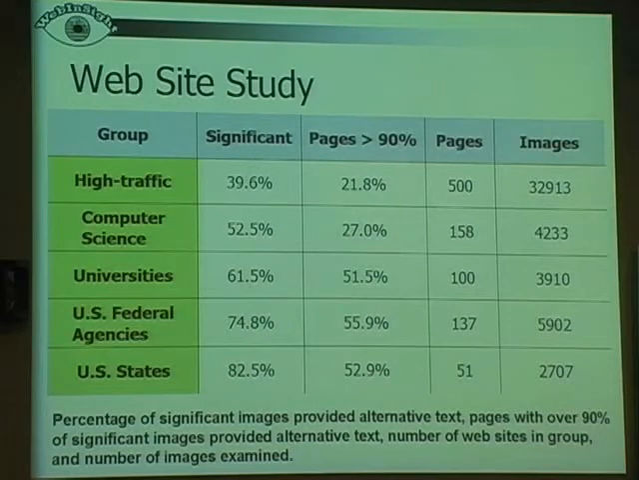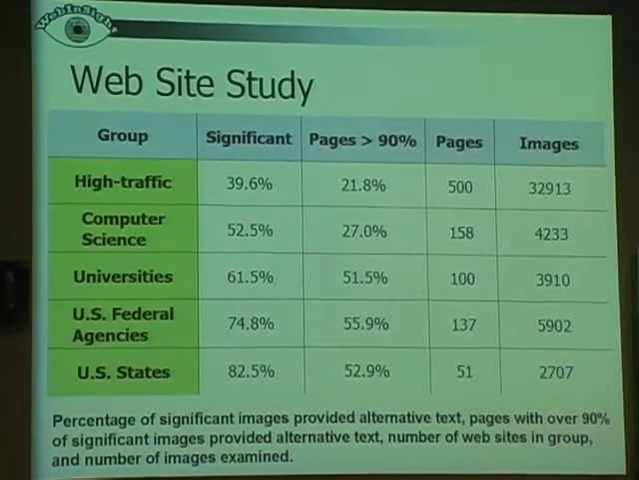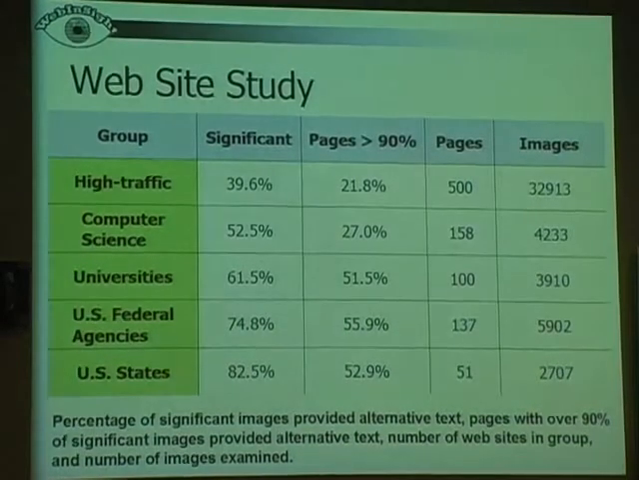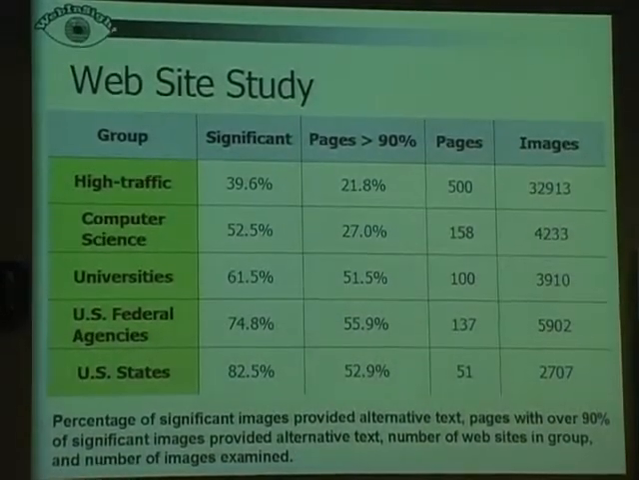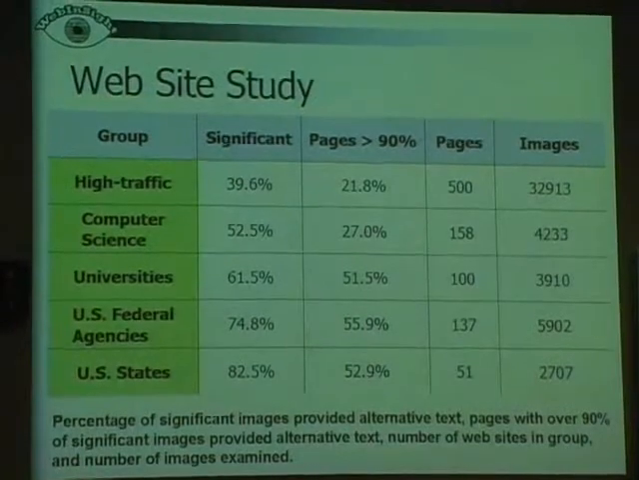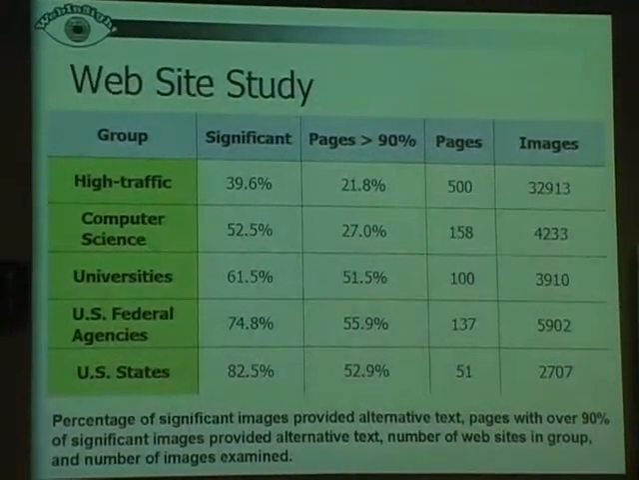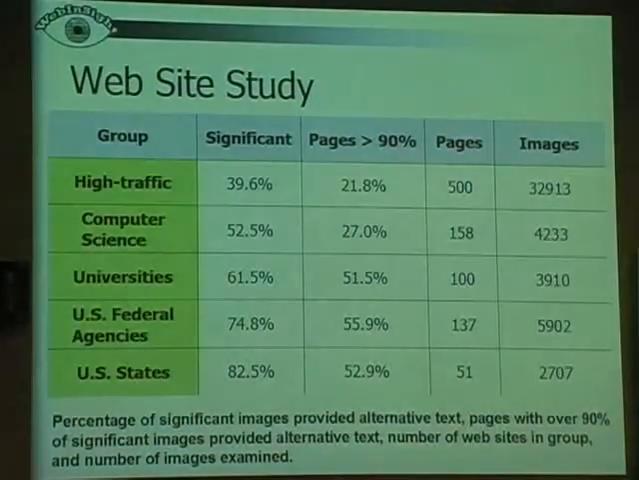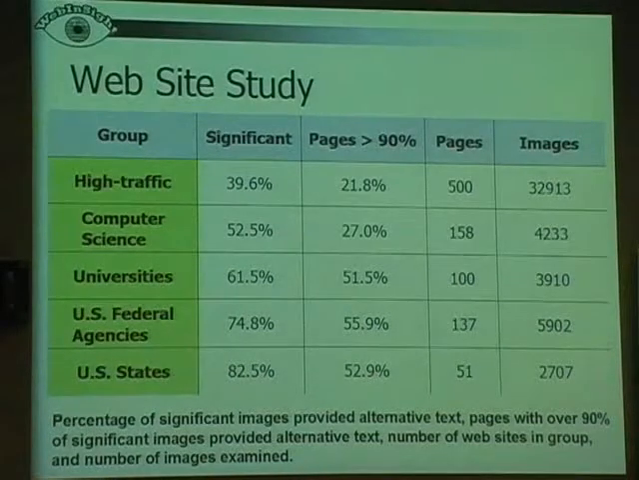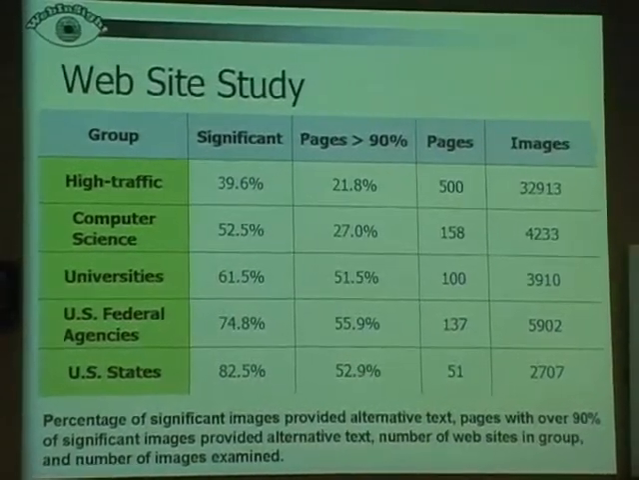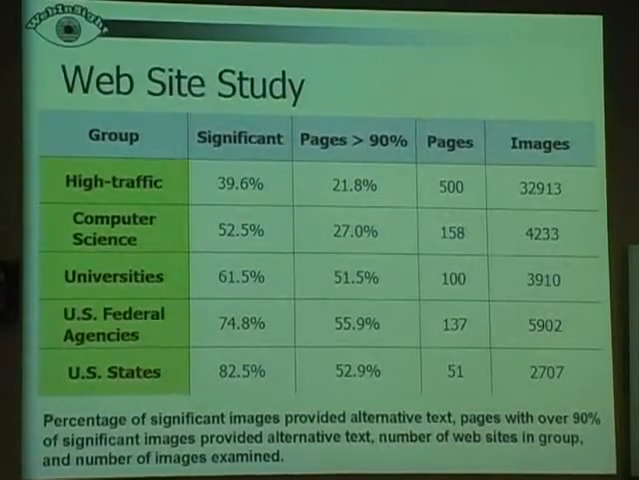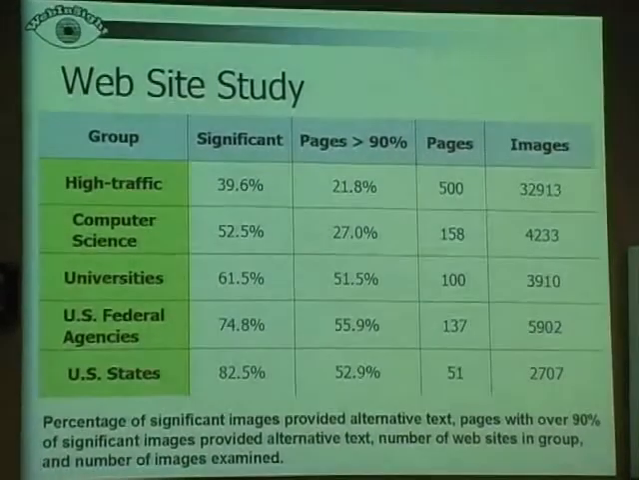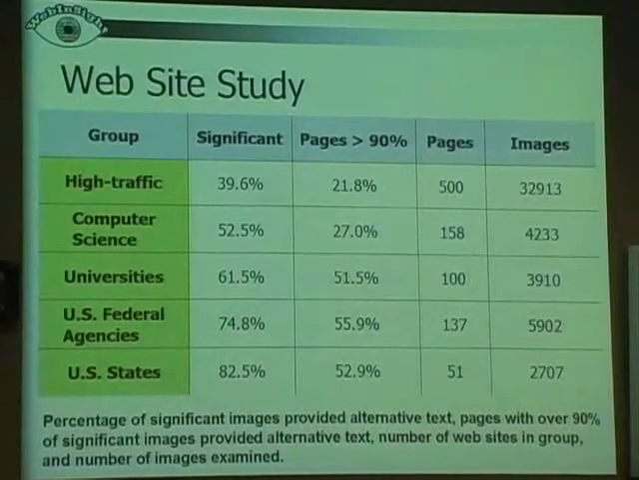Then we went out and did a similar study, but we tried to determine which of the significant images had alternative text. It depended on which group you went to. We looked at five groups, and here we didn't look at frequencies again. We just looked at these groups of web pages. Some 500 high-traffic web pages from, I think, the Nielsen ratings. I'm sure Google was up there near the top.